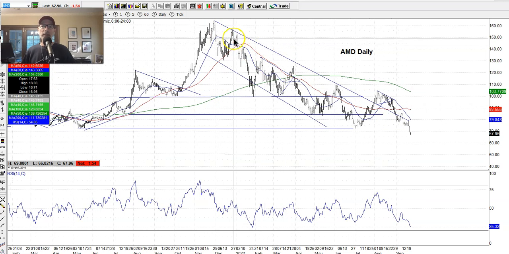Watch the price action. If the price action is telling you it's going down, you get out of those bullish positions. That's just what you do. That's how you preserve your capital over time. We got out, and AMD is still falling.